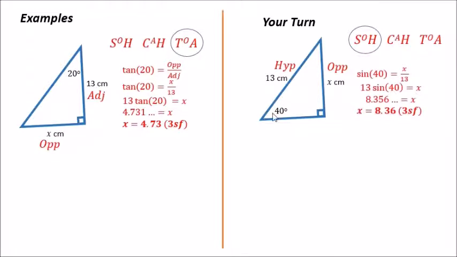So sine 40, because it's always sine of the angle, is equal to x, our opposite, over 13, our hypotenuse. If we multiply both sides by 13, we get 13 sine 40 is equal to x. So if we type that into the calculator, we end up with a value of x being 8.36 to three significant figures.